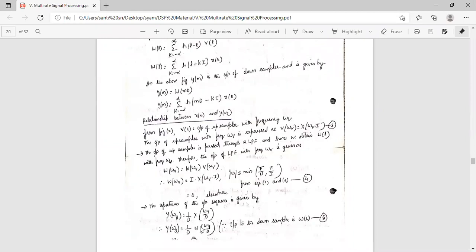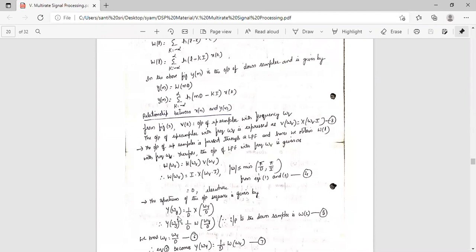So the spectrum of the output sequence is given by Y(omega y) equal to 1 by D into W(omega y by D), since the input to the downsampler is w(l). We know that omega v equals omega y by D. So from equation number 5, Y(omega y) is equal to 1 by D into W(omega v), because omega y by D is nothing but omega v. This is equation number 7.